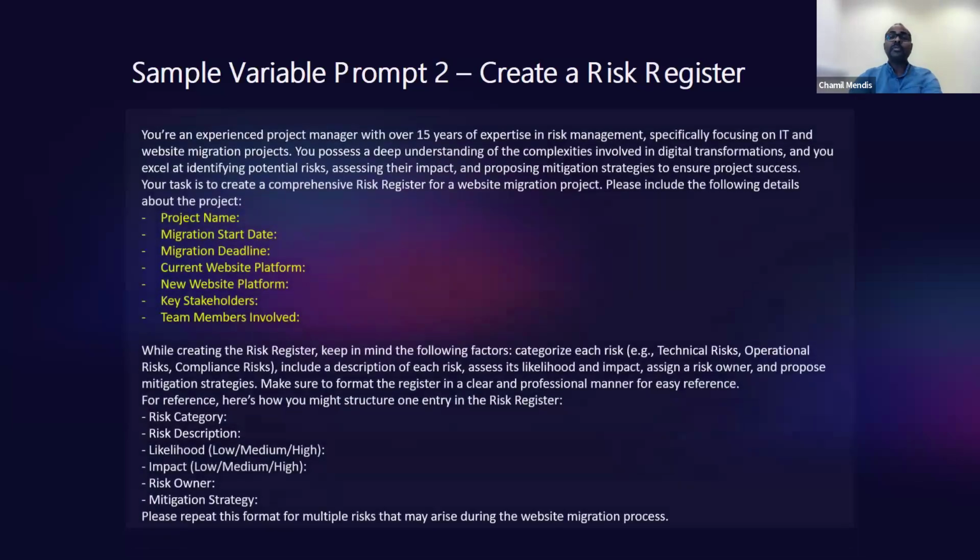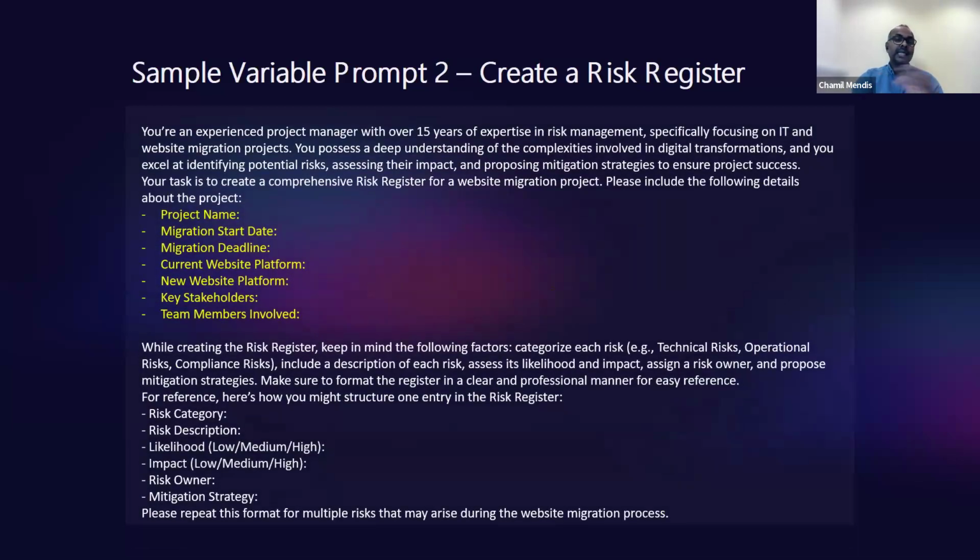This is another prompt to create a risk register. And here you can use the variables in a different way, like project name, migration start date, end deadline, project start date, end date, current website platform, new website platform, key stakeholders, team involved. Because here you can specify the parameters in a general format. So you put the project details in the middle and refer to those project details in the prompt on top and bottom.